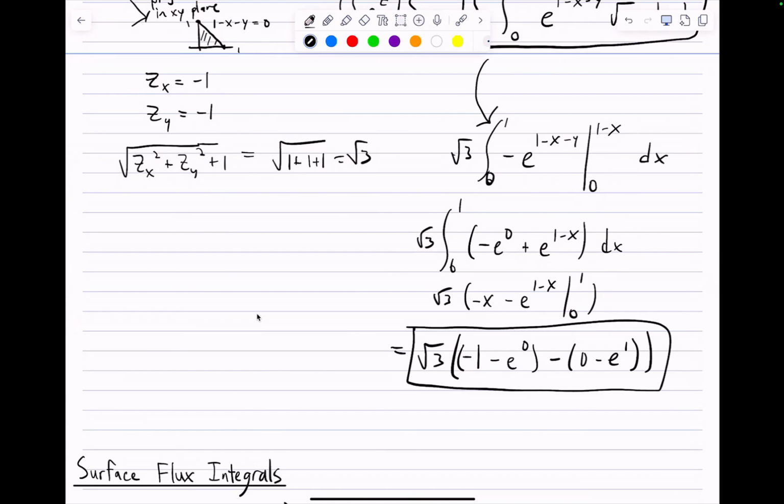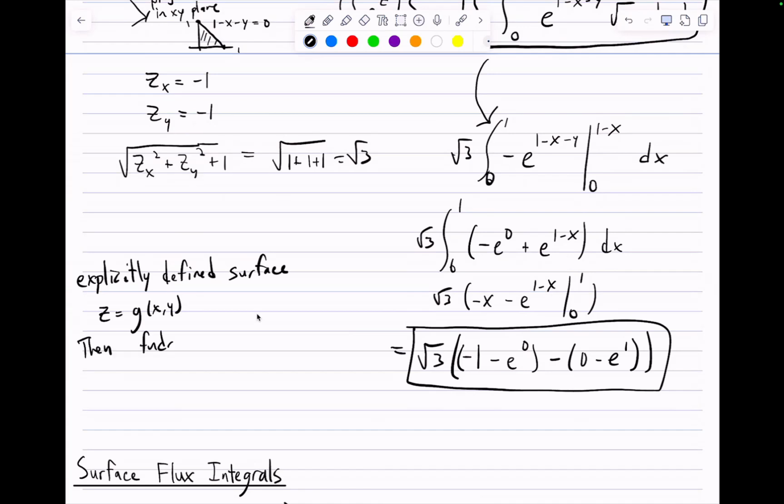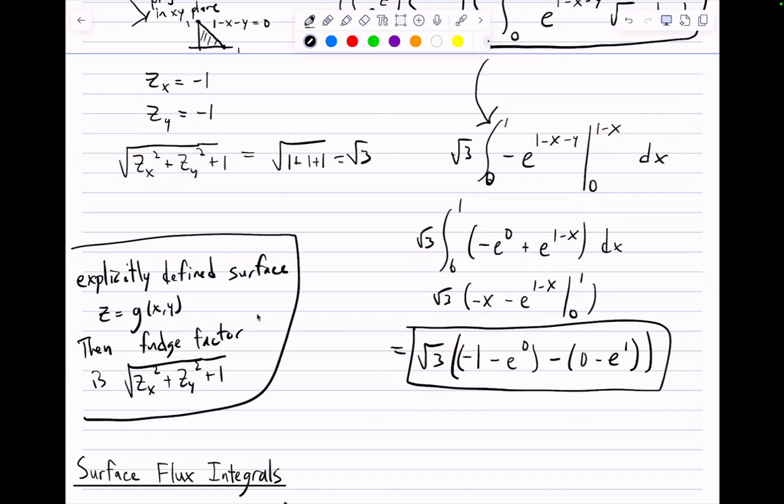And so, in general, the general thing is that if you have an explicitly defined surface, meaning z equals some g, so z equals g of x, y, then the fudge factor for that guy is the square root of the partial with respect to x squared plus the partial with respect to y squared plus 1. And so that's going to be how we'll do it for the explicitly defined ones.